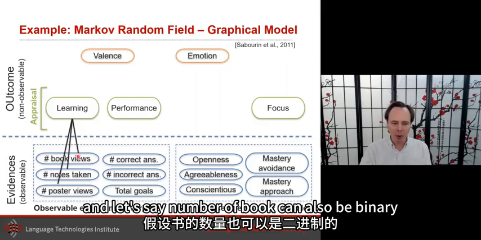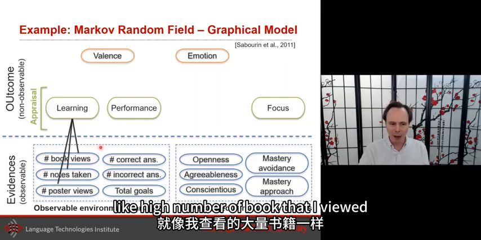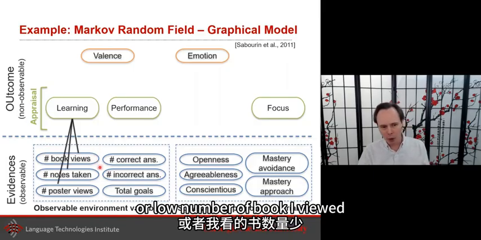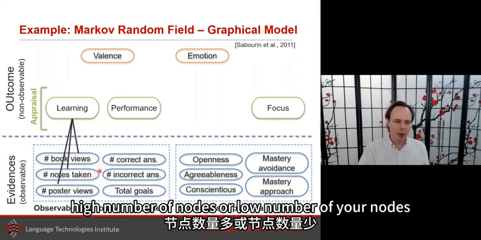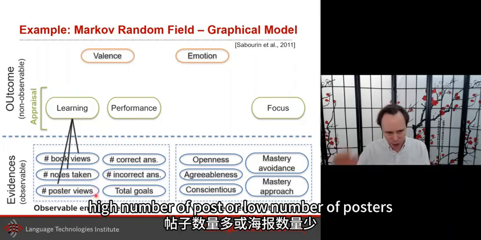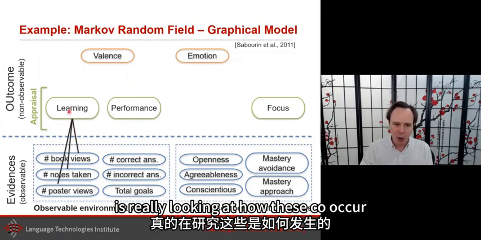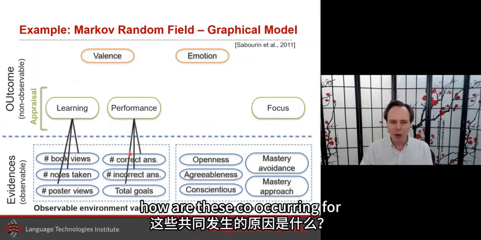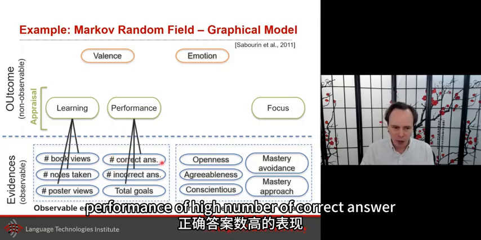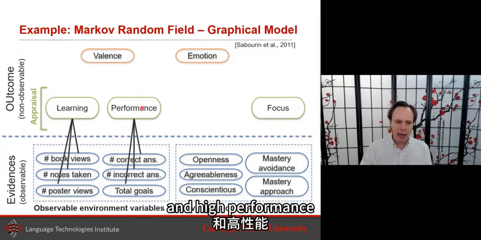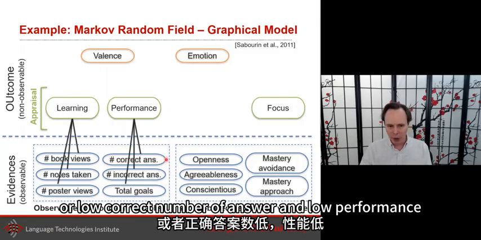And let's say number of books viewed can also be binary: high number of books viewed or low number of books viewed, high number of nodes or low number of nodes, high number of posters or low number of posters. So the potential, because it's a symmetric relation, is really looking at how these co-occur. How are these co-occurring for performance, with a high number of correct answers and high performance, or a low number of correct answers and low performance?